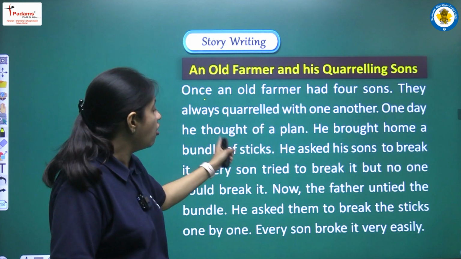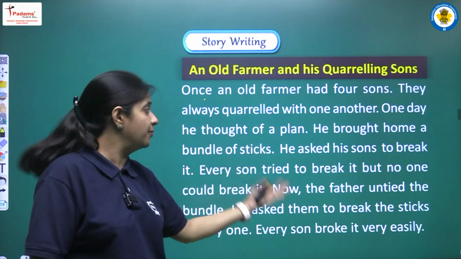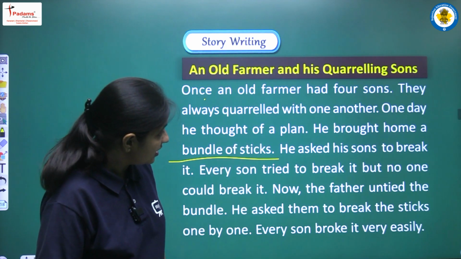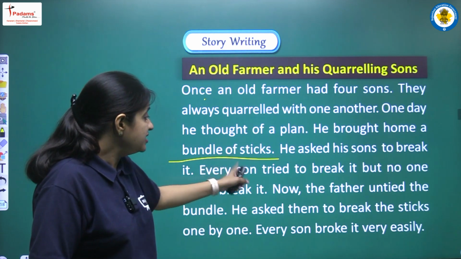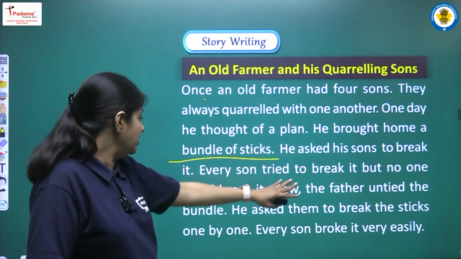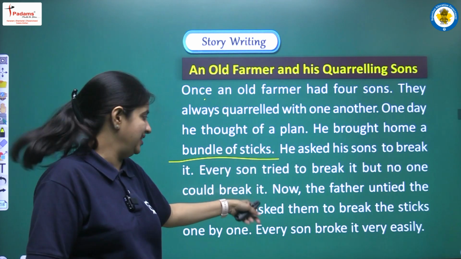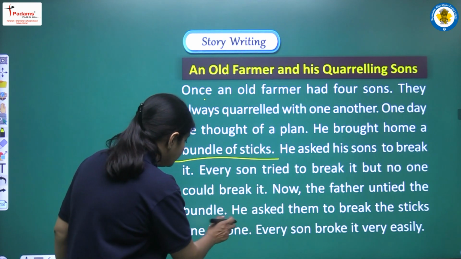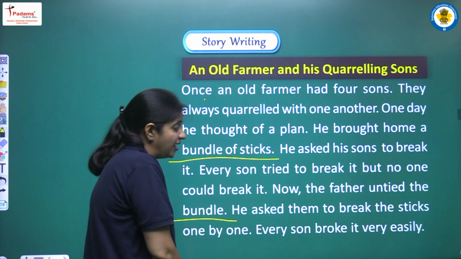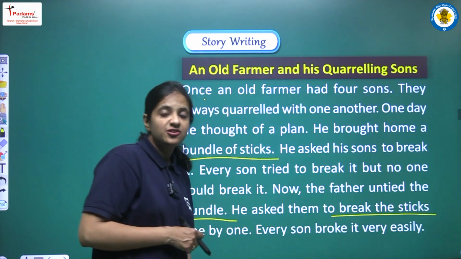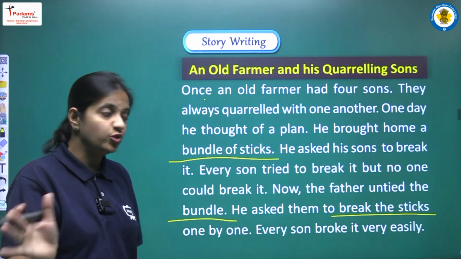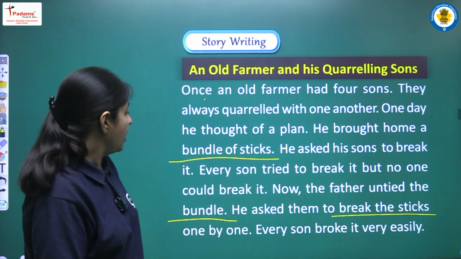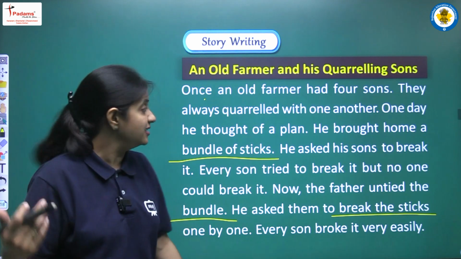One day he thought of a plan. The farmer brought home a bundle of sticks. He asked his sons to break it. Every son tried to break it, but no one could. Now the father, or we can say the farmer, untied the bundle and asked them to break the sticks. This time he gave one single stick to each of his sons and asked them to break it. Every son broke it very easily.